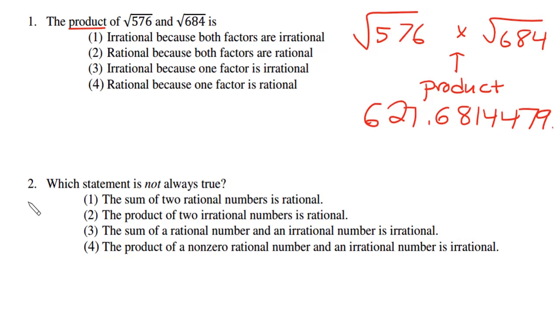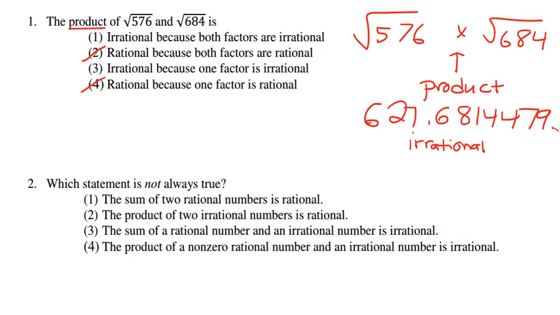So right now my answer to this question is 627.68144479, and we're going to assume it keeps going. So I'm going to get rid of the two answers that say rational. Again, canceling answers out is a good strategy when we're dealing with multiple choice questions. So now I know that my answer is irrational because it has, again, those two strategies. It continues on forever with no pattern.